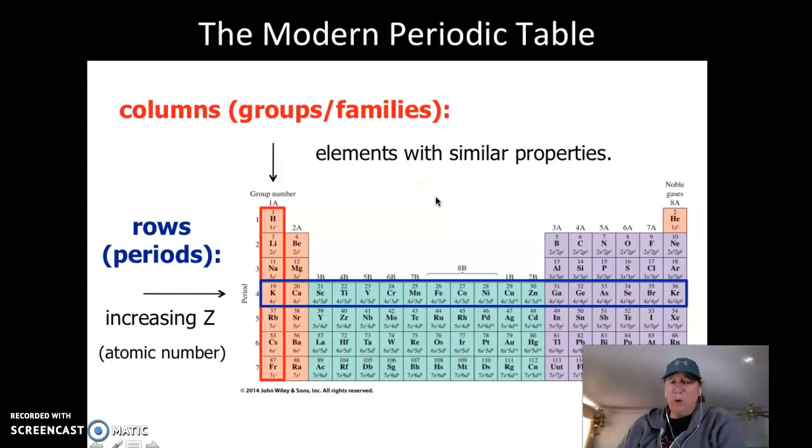Okay, we have rows. Those are periods. And the atomic number increases as you go across. But they don't necessarily share similar characteristics if they're next to each other here. It's up and down, yes, but across, no.